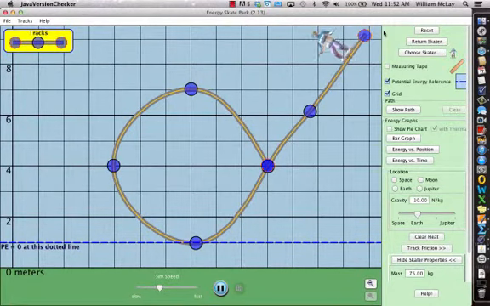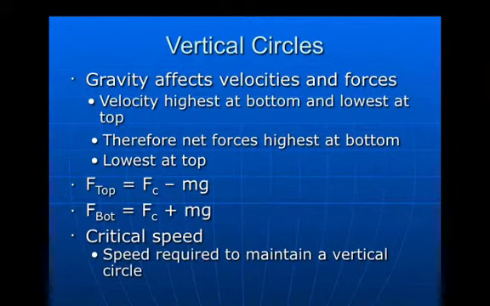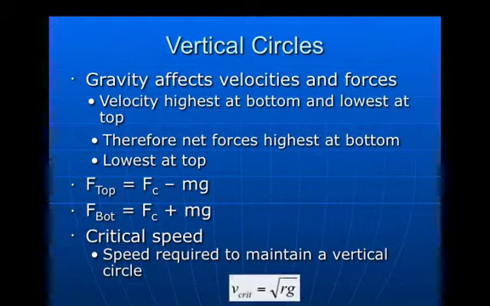Okay, let's drop him from up here. Now you notice he's slowing down, but oh, had just enough speed to get through that loop. So it turns out you need a very, very specific amount of velocity in order to get through a vertical loop. That particular velocity is something called a critical speed. And it's basically a speed that is required to maintain a vertical circle. And there's a specific equation that goes with it.